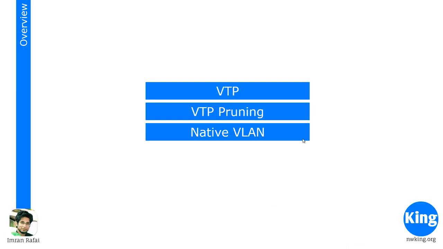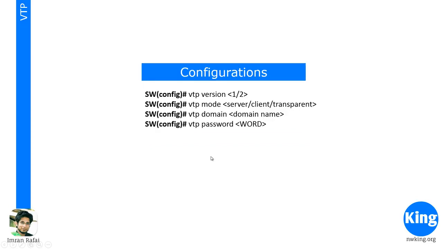Today we would be discussing three topics: VTP, that is VLAN Trunking Protocol, VTP pruning, and the native VLAN. We have discussed VTP in one of our earlier videos. But like I have told you, whenever you hear VTP or VLAN Trunking Protocol, the first thing that should come to your mind is that VTP is not a trunking protocol, right? So VLAN Trunking Protocol is not a trunking protocol.